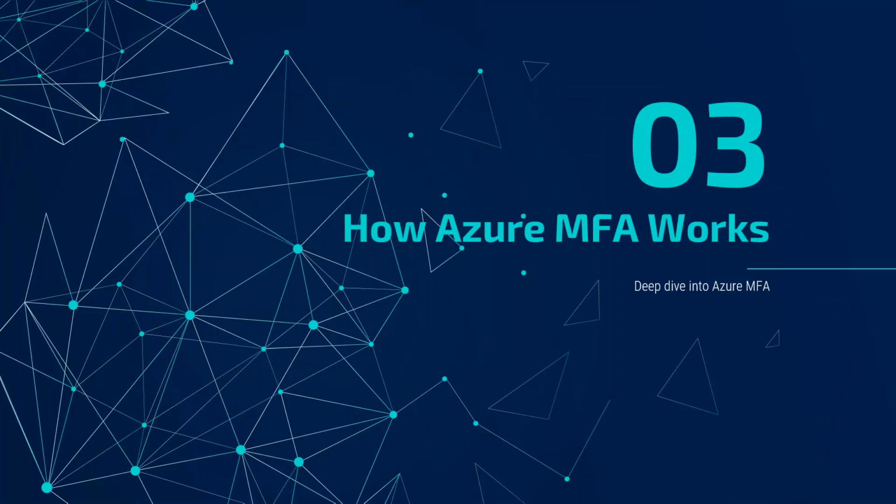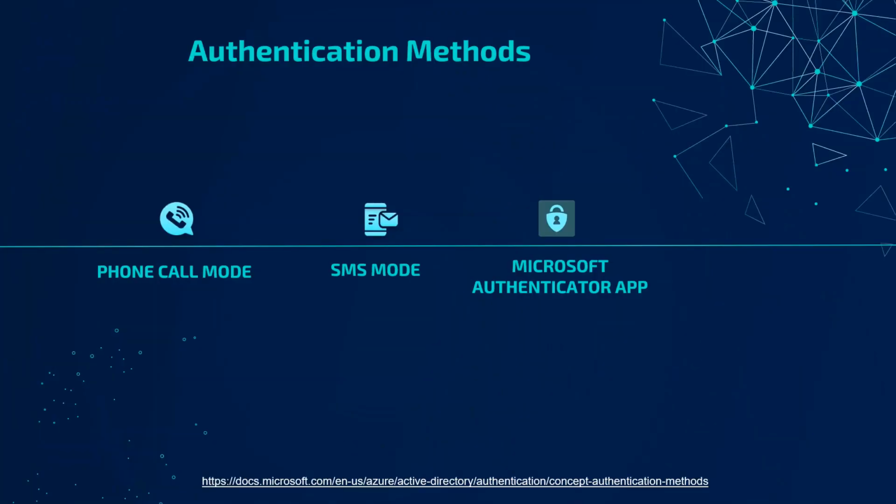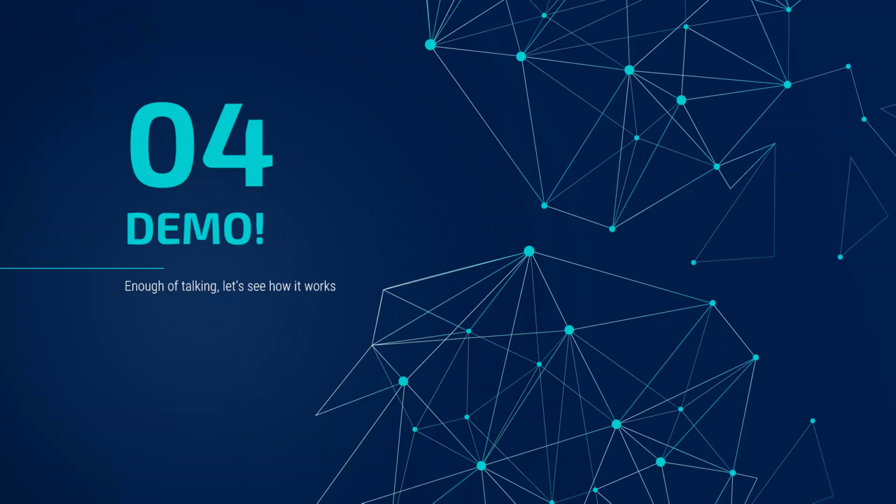Now let's look at how multi-factor authentication works in Azure. It can be one of three types: either using a phone call mode, the SMS mode, or the recommended way, the Microsoft Authenticator app, which can be downloaded to your smartphone. So enough of talking. Let's see how this actually works.